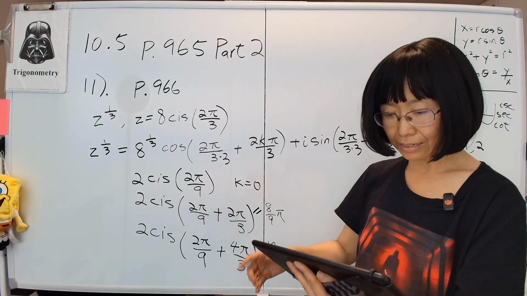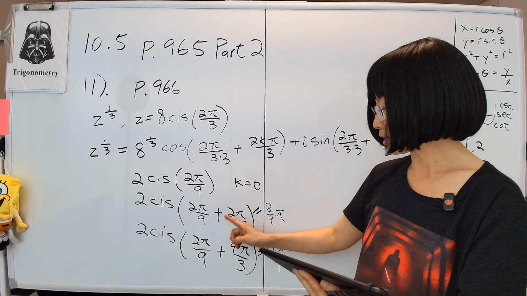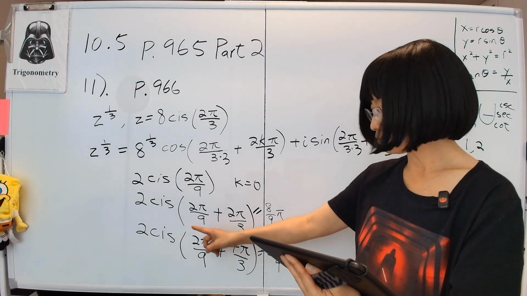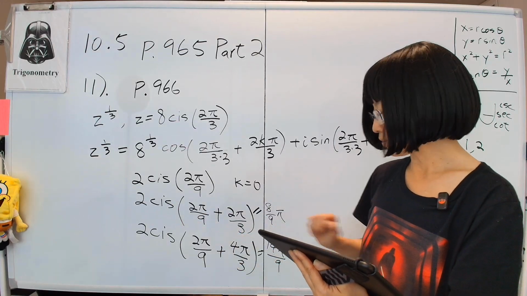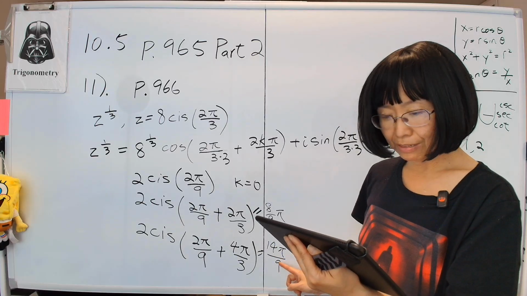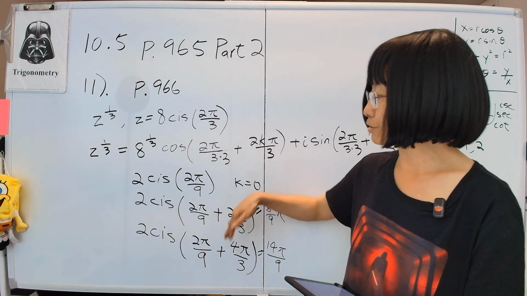That's correct. Okay, I'm looking at the following page at what the book did. K equal to 1, then it equals 2 cis 8 pi over 9 right here. And then the last one is again 2 cis 14 pi over 9. So that is that.